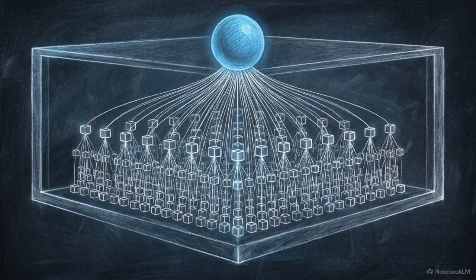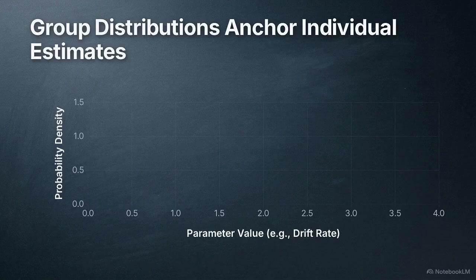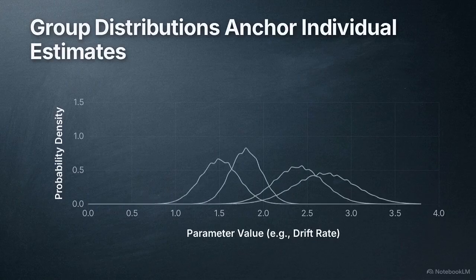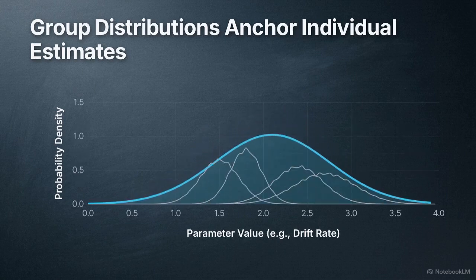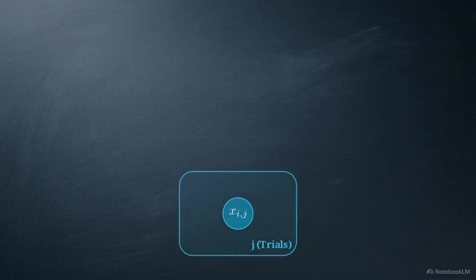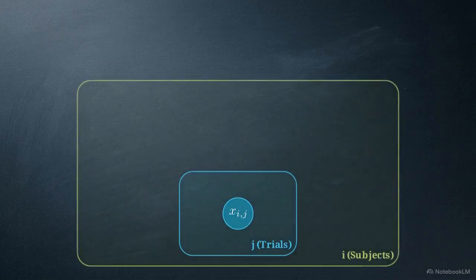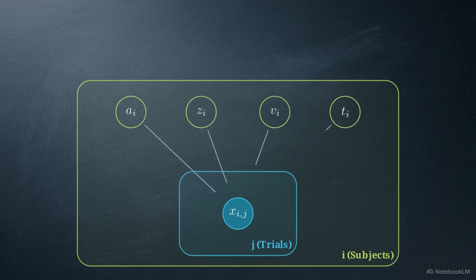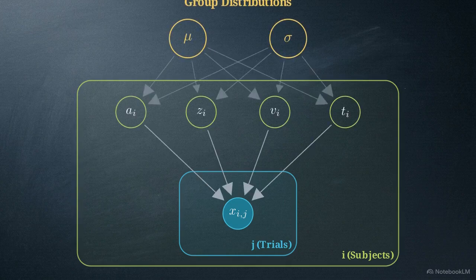Hierarchical Bayesian modeling provides the structural solution to this sparse data problem. Instead of treating individuals in isolation, the model assumes that individual subject parameters are drawn from an overarching shared group distribution. This graphical node network maps that hierarchical structure. The inner plate containing trial data nests inside an outer plate for individual subject parameters, which then connect up to the overarching group distribution nodes.